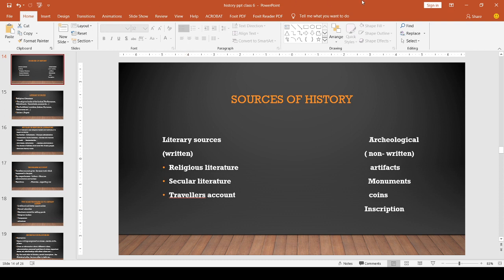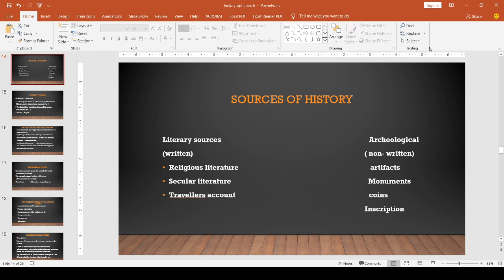What is meant by sources of history? Sources of history means the sources available for us to study history. In order to study history, we need some sources, we need some evidence, right? If there are no sources or evidence, how do we learn history? It is very difficult. So we need evidences or sources for studying history. That is known as sources of history. And we can see what these evidences are.